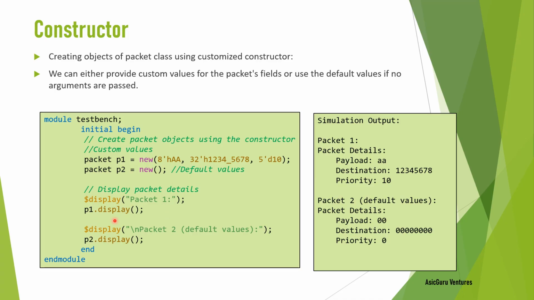Next, we are calling the display method on both packet objects. On the right side, you can see the simulation output. Packet 1 is showing the custom values which we passed during its object creation, and packet 2 is showing the default values as expected. So we can either override the default values as we did in the case of packet 1, or we can rely on the constructor for using default values during object creation as in the case of packet 2.